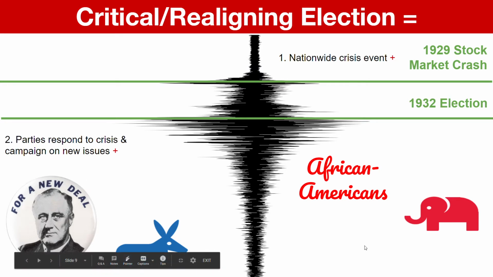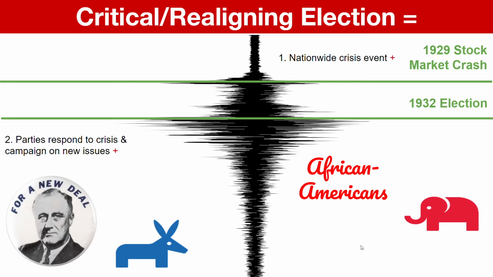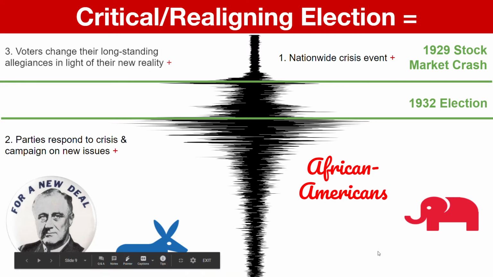And since it sure seemed like for the first time that, not for the first time, but in this case for sure, the Democratic Party was the one that was going to be helping out poor people, giving out the handouts, providing the government jobs for them, fixing the banking system, whatever it is, African Americans are like, hey, well, maybe we should start thinking about voting for them. And so then voters start changing their long-standing allegiances.